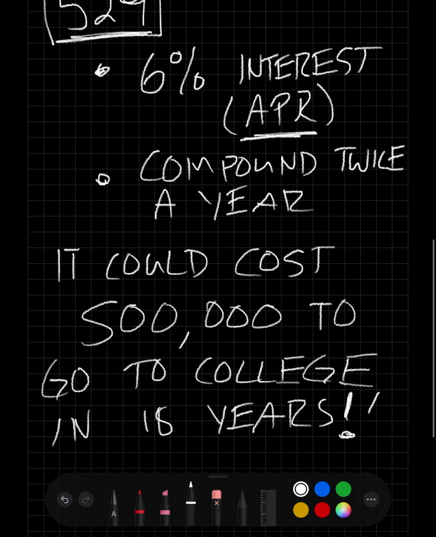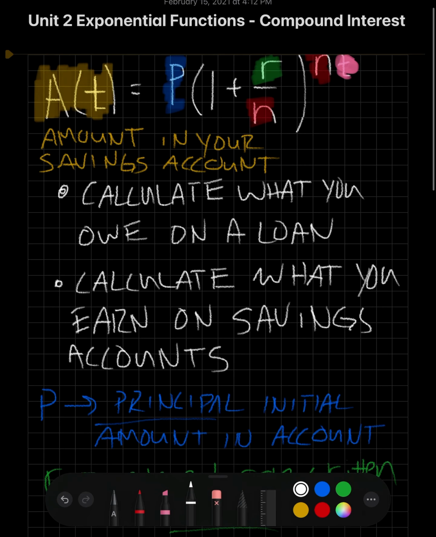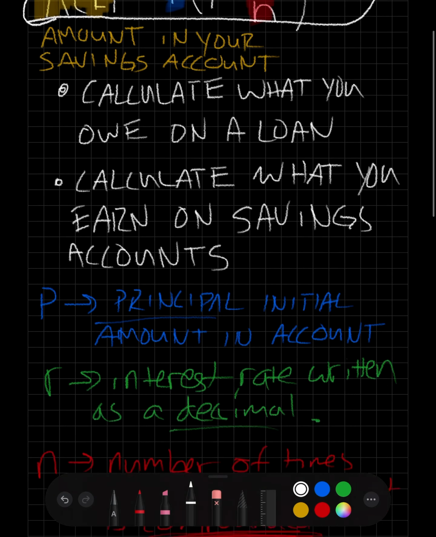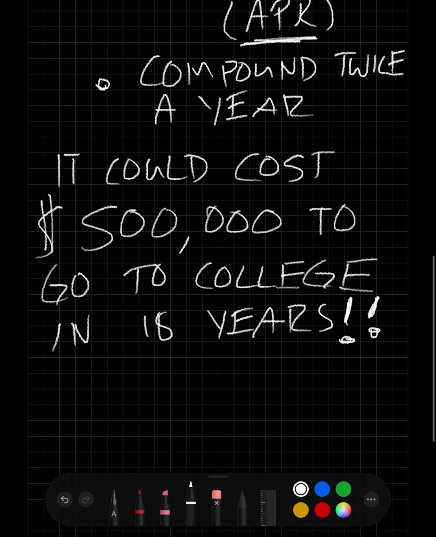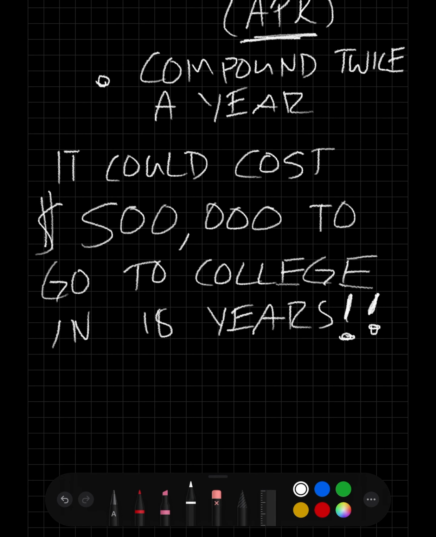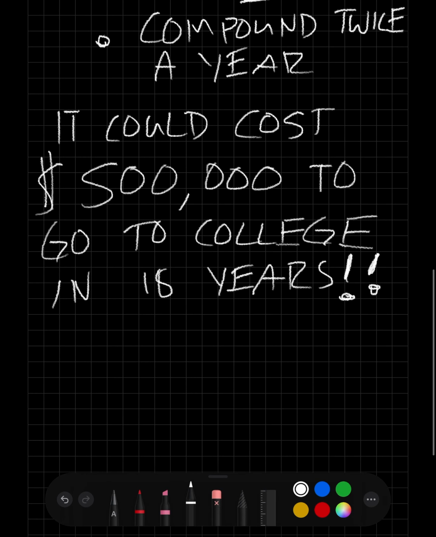Yikes, right? How are we going to get $500,000 to put the baby through college? So we're going to use this formula to figure out what I would need to invest this year if I wanted to get this $500,000 so that she can go to college. So let's take a look. We have A(t) equal to P times (1 plus r over n) all raised to the nt. We're going to use that formula with this information to figure out what our principal investment should be.